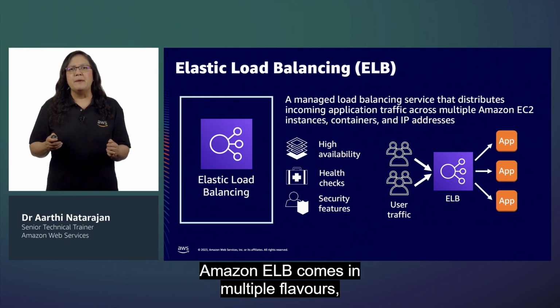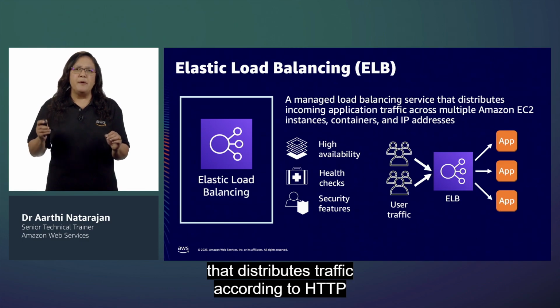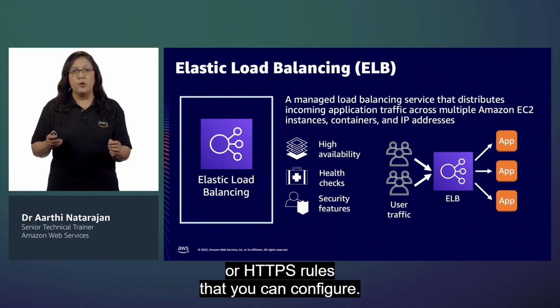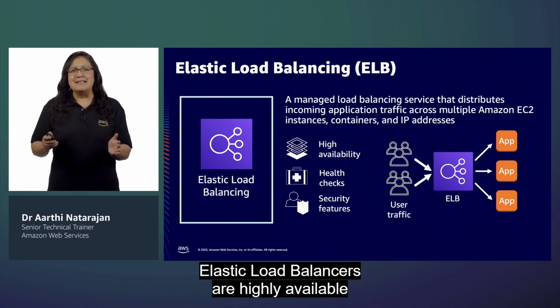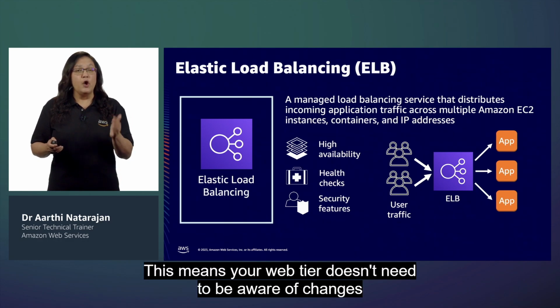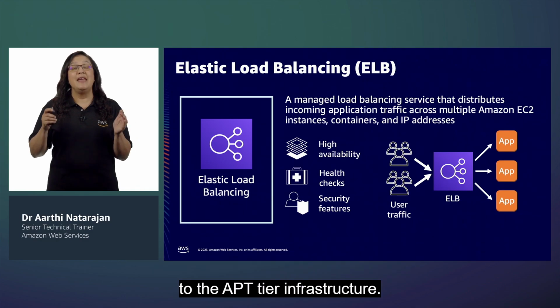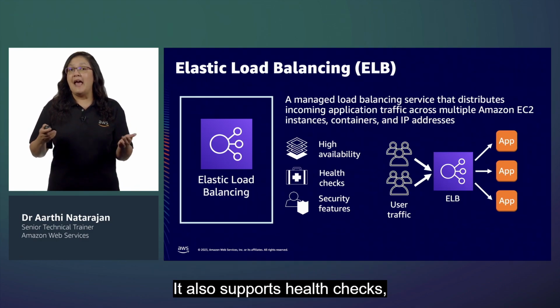Amazon ELB comes in multiple flavors, but the key here is the application load balancer that distributes traffic according to HTTP or HTTPS rules that you configure. Elastic load balancers are highly available and can be used to decouple application tiers. This means your web tier doesn't need to be aware of changes to the app tier infrastructure. It also supports health checks.